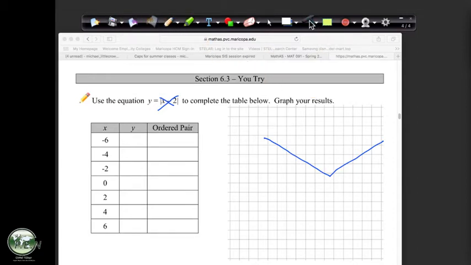Okay. So again, that's nice. It's a quick way to get through a lesson. Just skip it all.